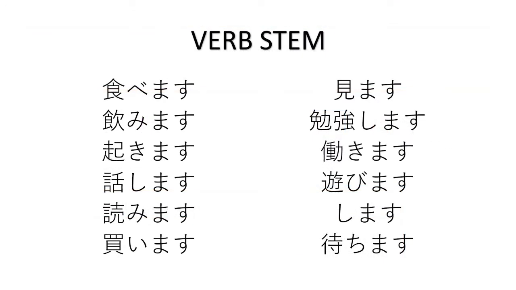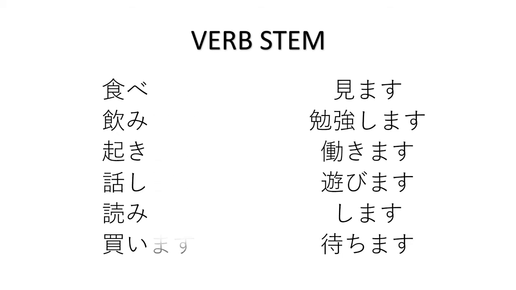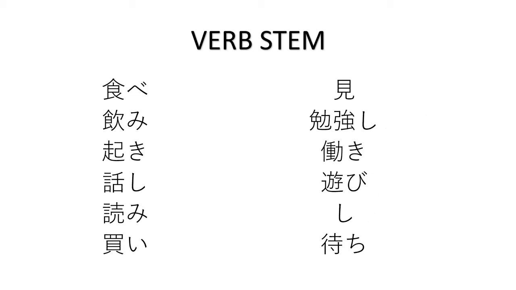These are the other verbs in the mas form. Again, to get the verb stem, we just remove the mas. And these are the verb stems when we want to formulate sentences in the purpose of movement.